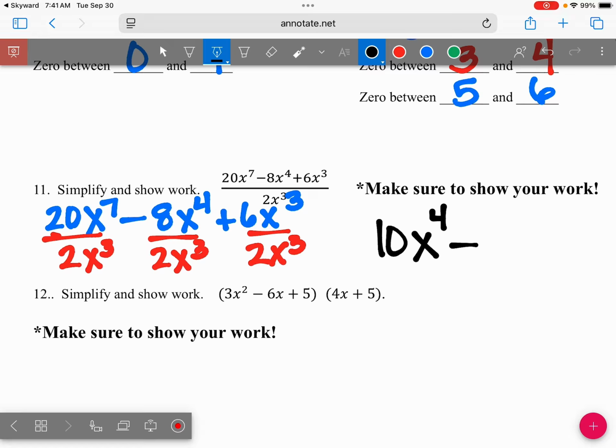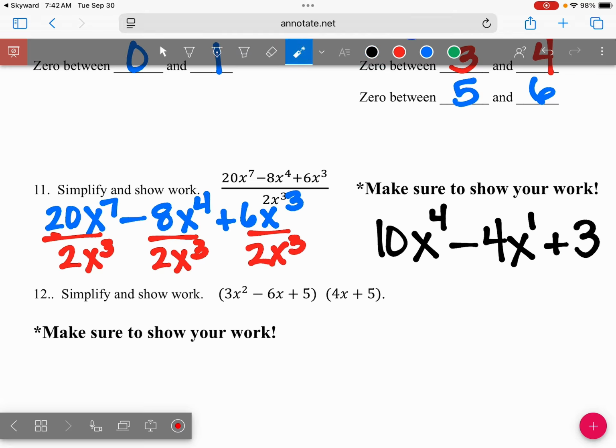So, Michael, what would you write for the second one? What's 8 divided by 2? 4. And then when you subtract 4 minus 3, 1x. Yep. You don't have to put the 1, but we can just put it there. Bring the plus sign. So, Tanya, what's 6 divided by 2? 3. And for the last one, we don't have any x's because 3 minus 3 is 0. That would be your answer.